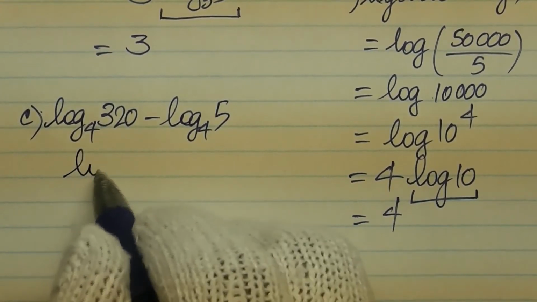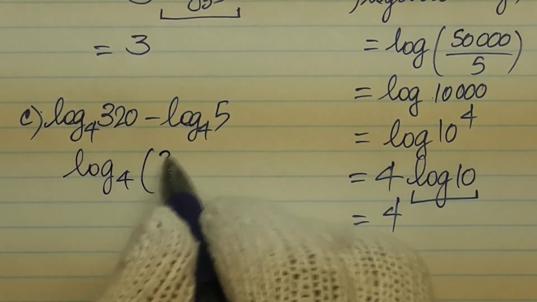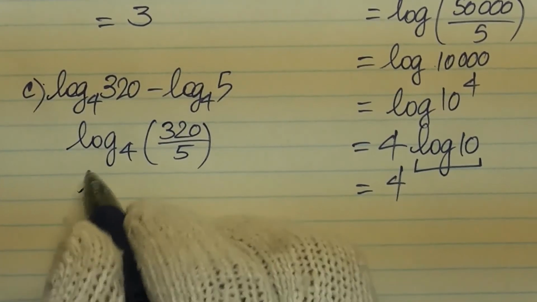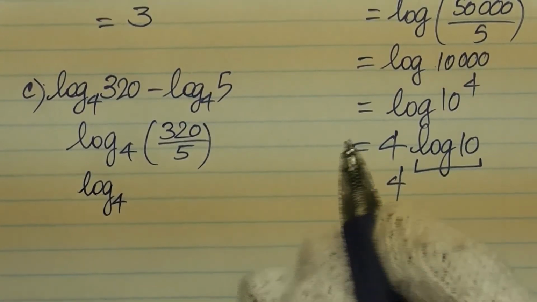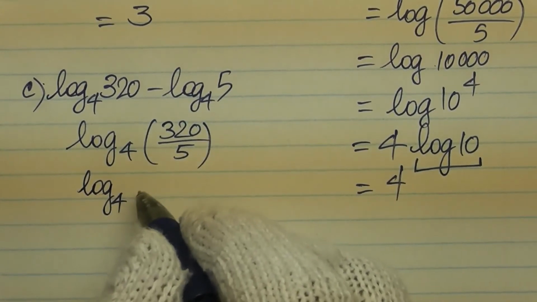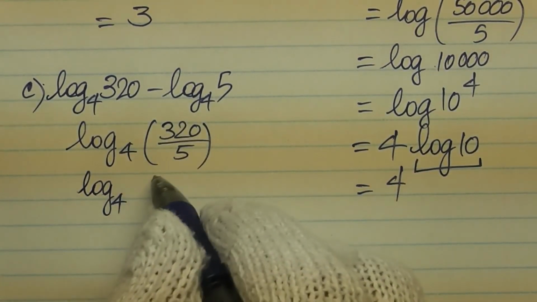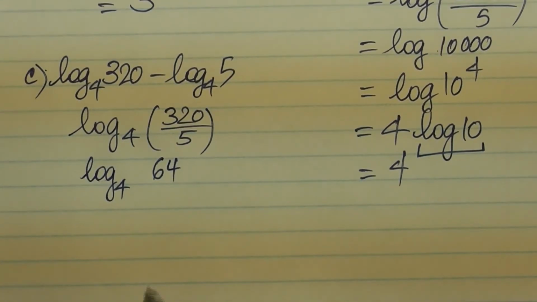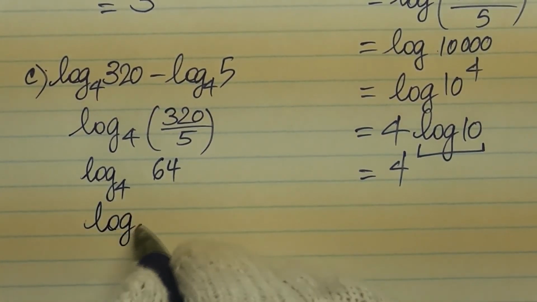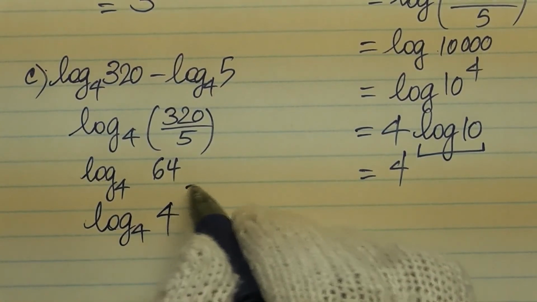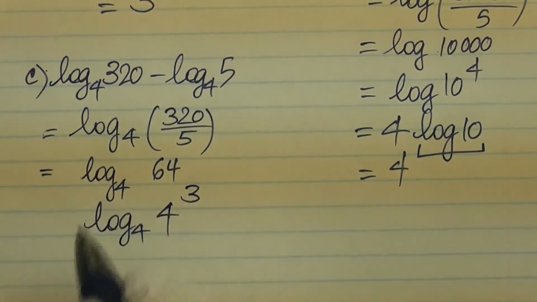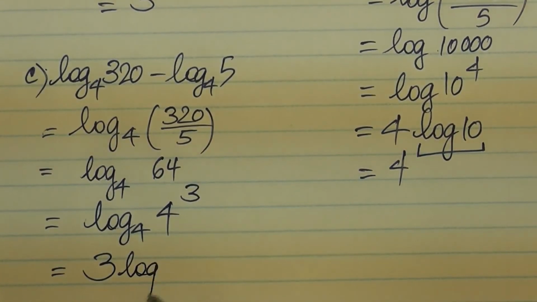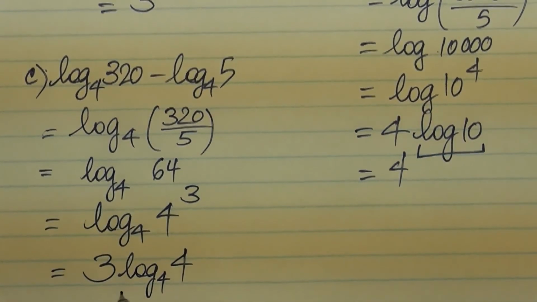So that's going to be the same as log base 4 of 320 divided by 5. 320 divided by 5. 5 goes into 32 6 times and into 20 4 times. That's the same as log base 4 of 4 cubed. This is 1.